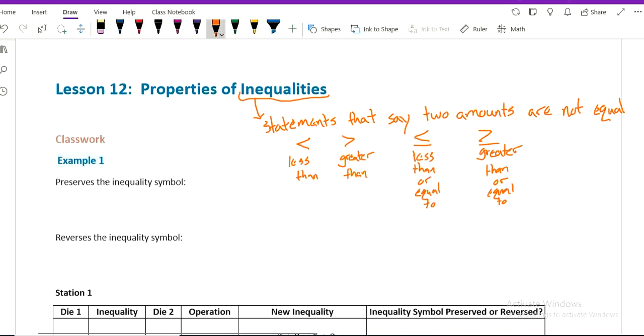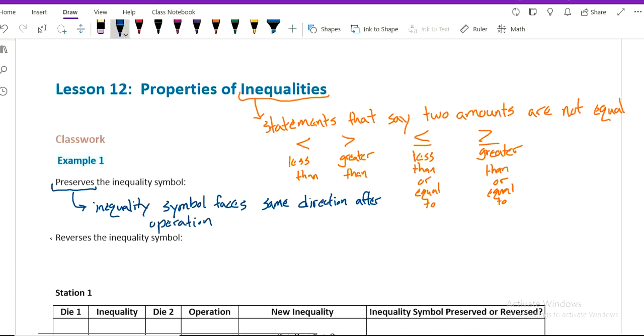So let's talk about what it means to preserve the inequality symbol, because that's what we're going to be looking at today. Operations that preserve the inequality symbol or that reverse the inequality symbol. So we will keep it short. Preserving the inequality symbol just means that the inequality symbol stays the same after the operation. So it faces the same direction after the operation. There we have it written down. So preserve means it faces the same direction after the operation.